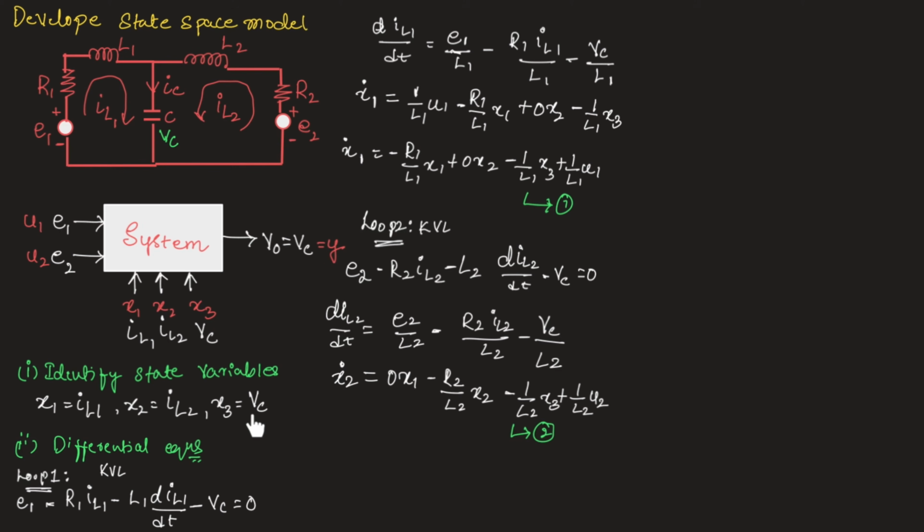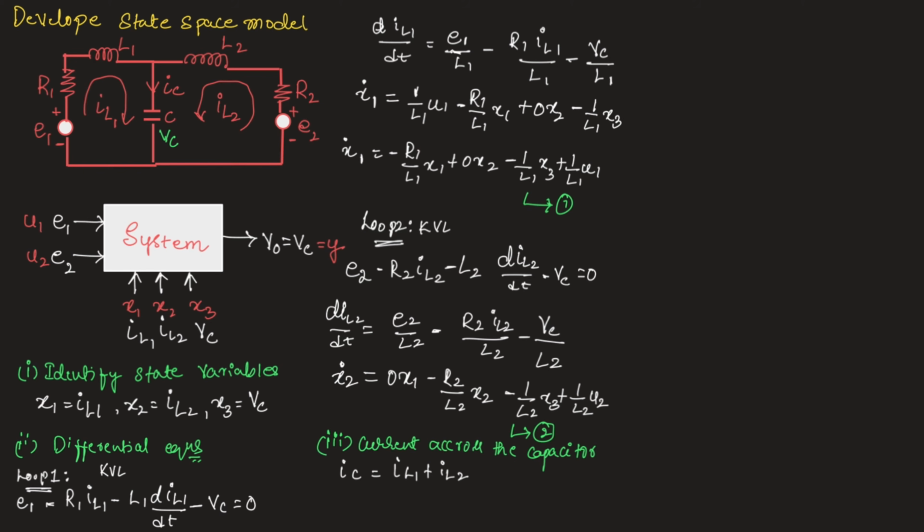Now to find the differentiation of Vc, let us find the current across the capacitor. Next we need to find the current across the capacitor. So we can write the current across the capacitor as IC is equal to IL1 plus IL2.